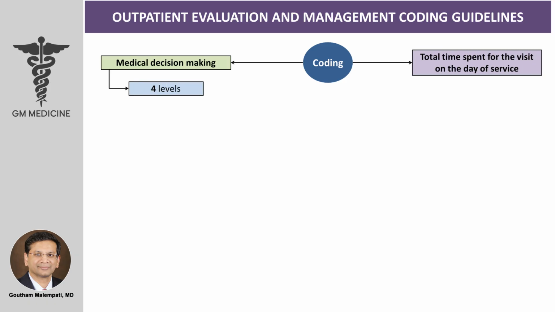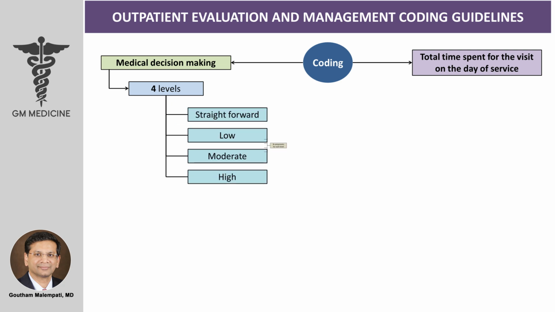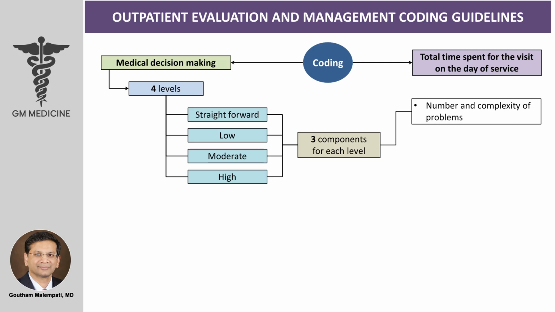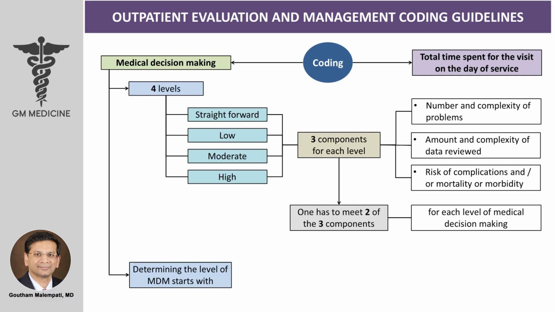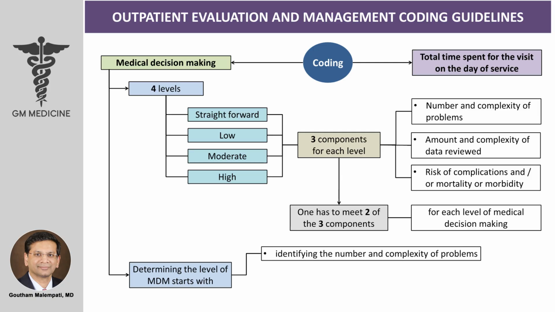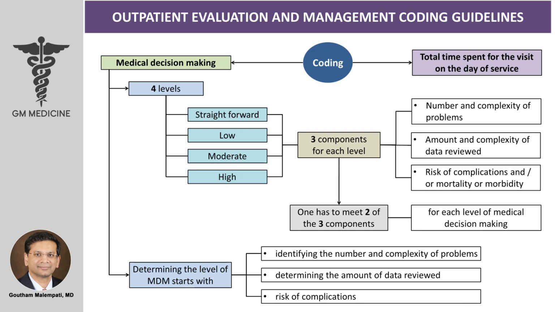There are 4 levels of medical decision making: straightforward, low, moderate, and high. There are 3 components for each level of medical decision making. 1. Number and complexity of problems. 2. Amount and complexity of data reviewed. 3. Risk of complications and or mortality or morbidity. One has to meet 2 of the 3 components for each level of medical decision making. Determining the level of medical decision making starts with identifying the number and complexity of problems and then determining the amount of data reviewed or risk of complications.